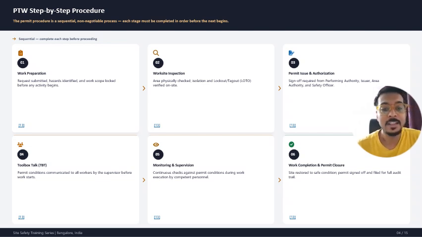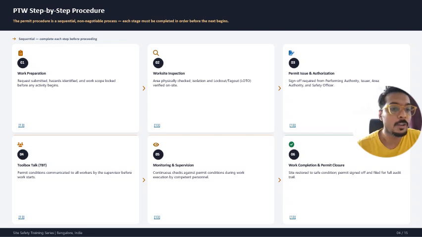The next is worksite inspection. The site is physically checked, and lockout tagout is verified on site if it is required. Okay, step 3 is permit issue or authorization. Sign-off by the performing authority, area authority, and safety officer.